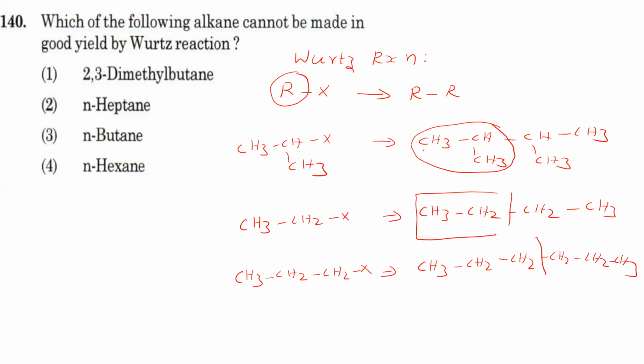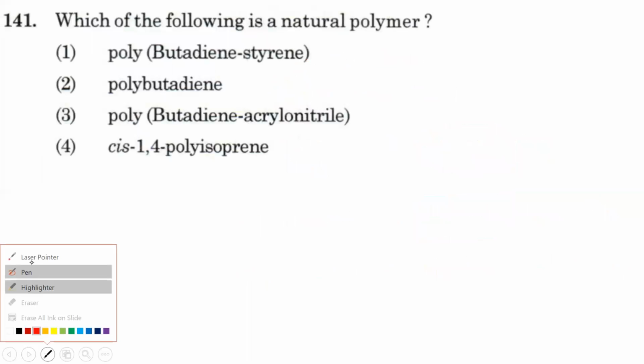You see, in the first option, we have divided this product into 2 equal halves. Third option, divided this product into 2 equal halves. Fourth option, divided this product into 2 equal halves. But can you divide N-heptane into 2 equal halves? No. Therefore, in Wurtz reaction, odd number alkane is not a good yield. Okay, let us go to the next question.